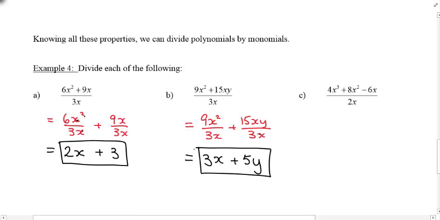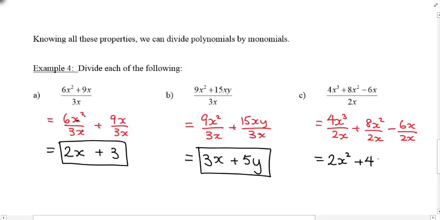Okay? Don't freak out when there are 3 terms. It's the same thing. Take each of the terms in the numerator and divide it by the denominator. And then please simplify. 4 divided by 2 is 2. X cubed divided by x, that's 3 minus 1, that's 2, so that's x squared. 8 divided by 2 is 4. X squared divided by x, that just becomes x. And then 6 divided by 2 is 3. X divided by x, that's just 1. 1 times 3 is 3.